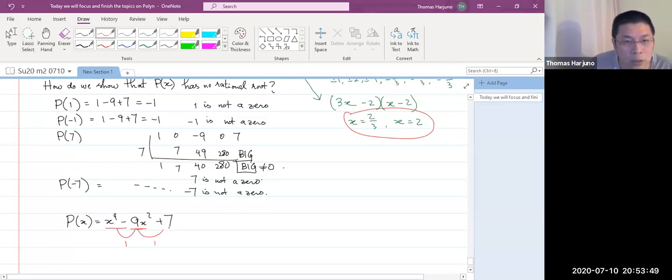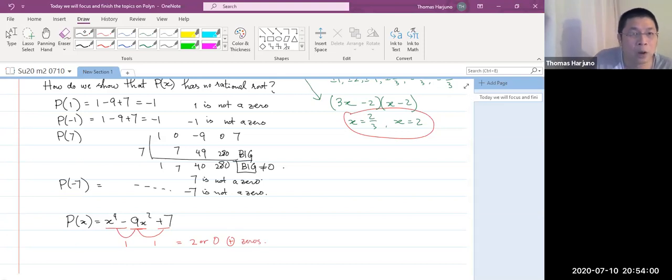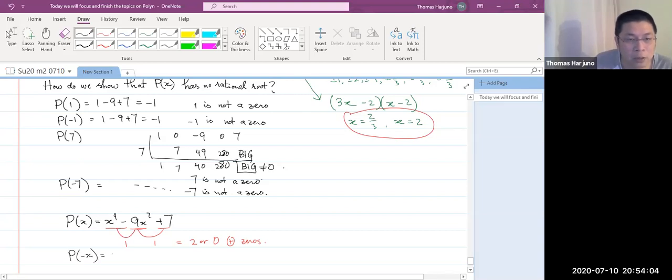There's another 1 here, change of sign. So 2 or nothing positive zeros. Okay, how about P(-x)? P(-x), we will get x to the 4 minus 9x squared plus 7. Wow, they happen to be the same, huh?